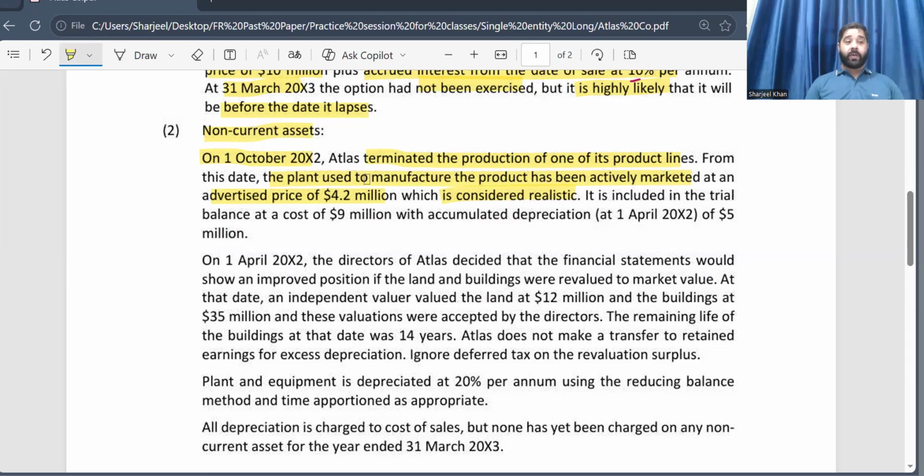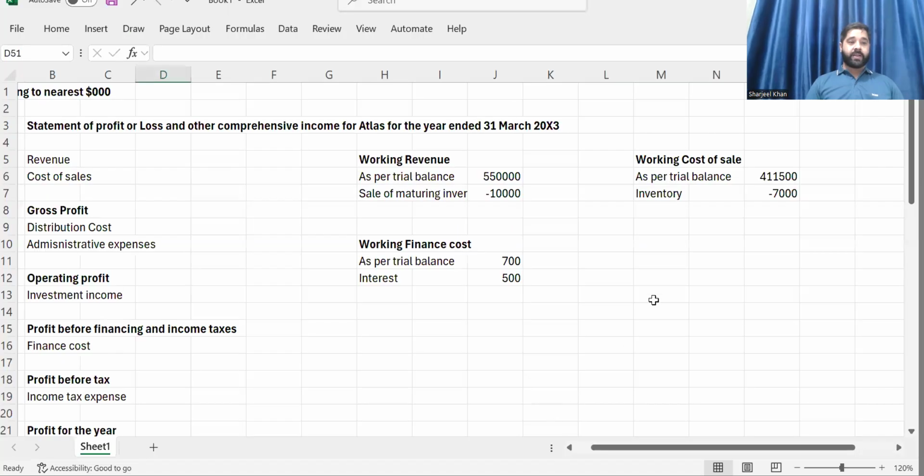From that date, the plant used to manufacture the product has been actively marketed, actively looking for a buyer, not passively. Condition met, at an advertised price of $4.2 million, which is considered realistic, which is a fair value. So the second condition is met, so it will be classified as held for sale. The date of classification is 1st October 2082, mid of the year. So let's make a working for this as well.